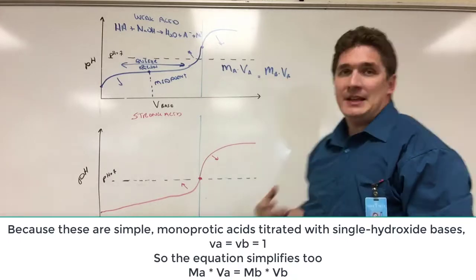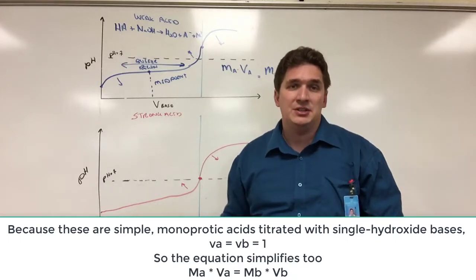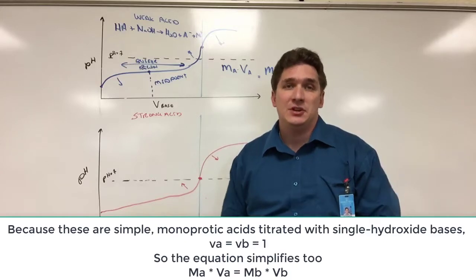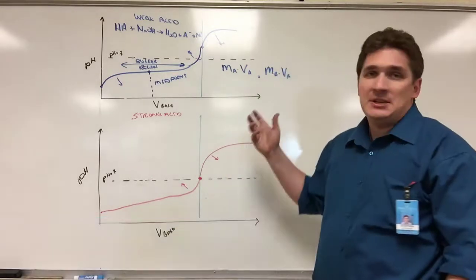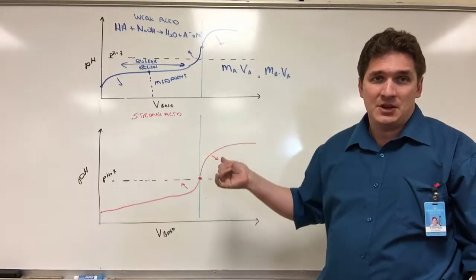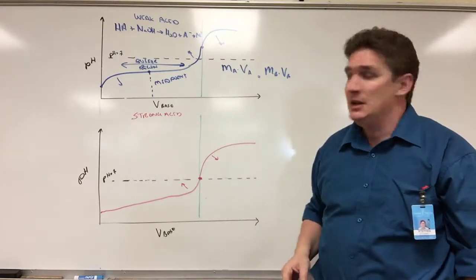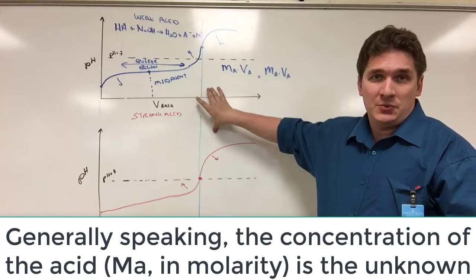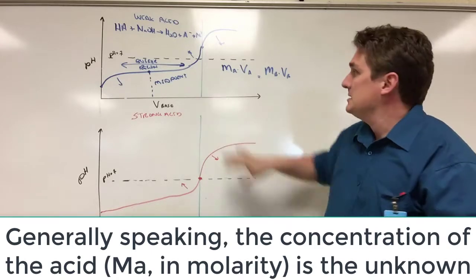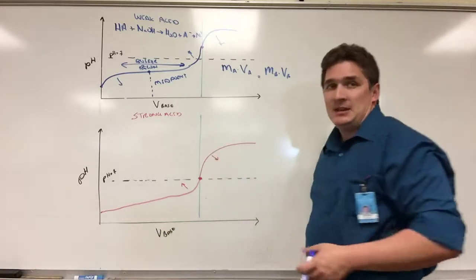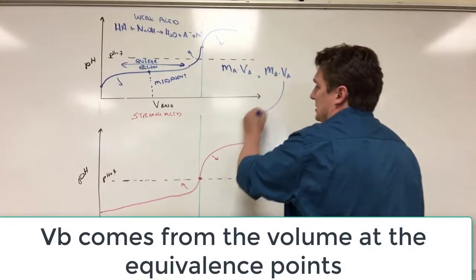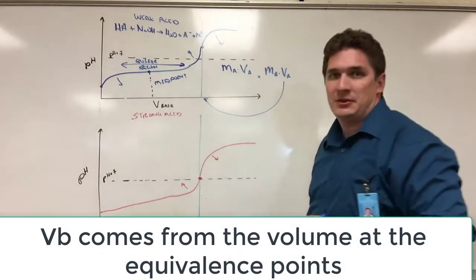Now, let's say we want to figure out the concentration of the acid based on this titration curve. Well, we have to be given 3 of the 4 variables to solve for the unknown. So since we wanted the concentration, the molarity of the acid is going to be the unknown. Now, the nice thing is we can do this for both the weak acid and the strong acid case. We know the volume of the base at the equivalence point. So this is where our VB is going to come from, wherever this line is on the graph.